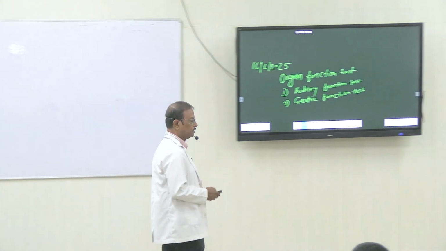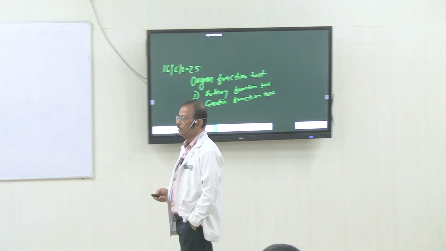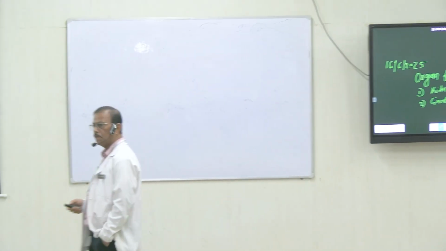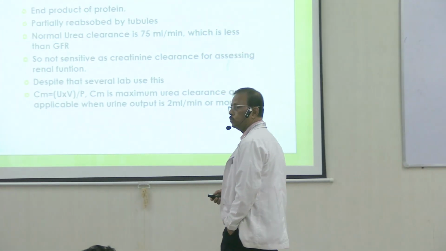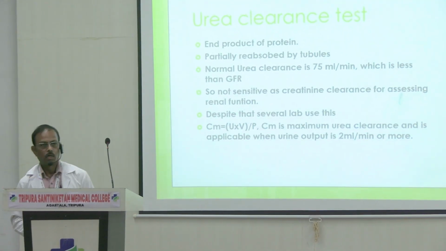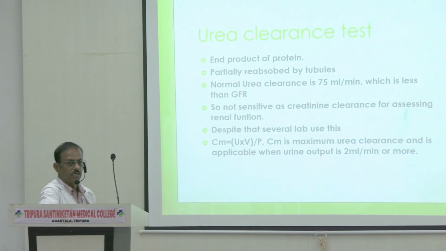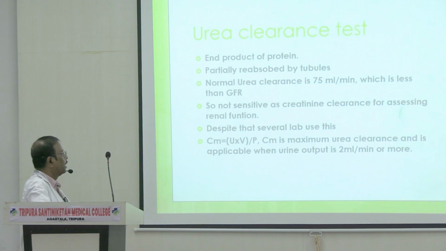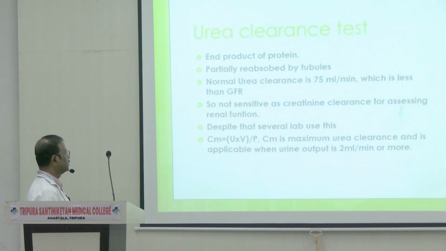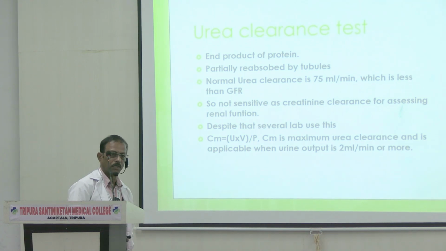Concentration of urea is influenced by intake of protein and intake of water, and it is also partially reabsorbed from the tubule. So, though it is not the method of choice for determining clearance or kidney function, it is still used by some laboratories for assessing renal function. It is not as sensitive as creatinine.